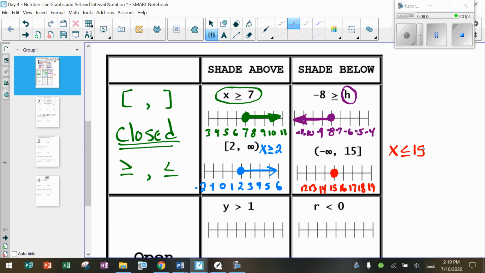15 would be the biggest number. Because it's a square bracket, it can be equal to. Comes from infinity, so our arrow goes to the left, showing that it's coming up from infinity and then stopping at 15.